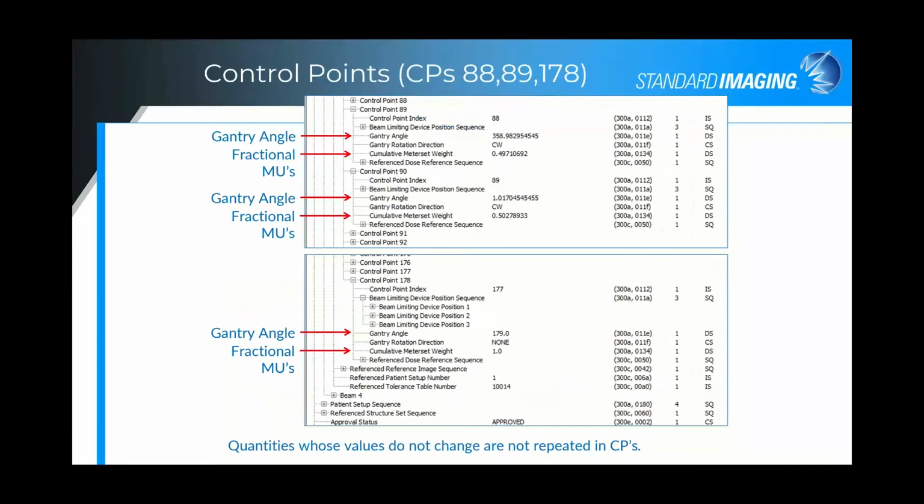And then to look further on in the same plan file, these screenshots show control points 88, 89, and 178. And of course, you can see we start with a gantry angle of 358.98 with this cumulative meterset weight of 0.49. And then by 0.502, the gantry has moved just over 1 degree. And you can see that fractional MU increase, and then here the last control point is at the end of the plan, of course, with your cumulative meterset weight of 1.